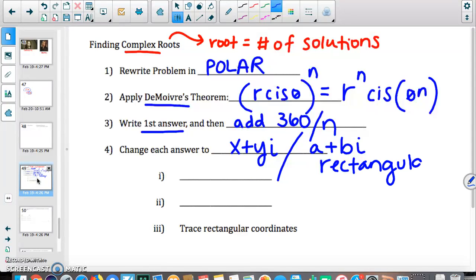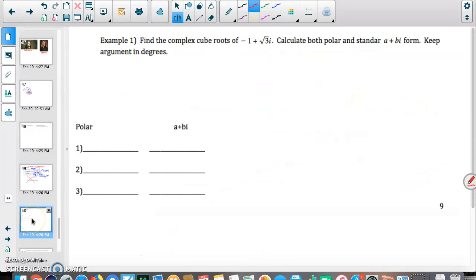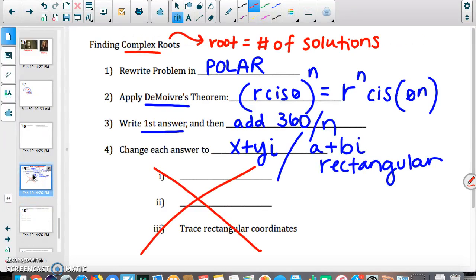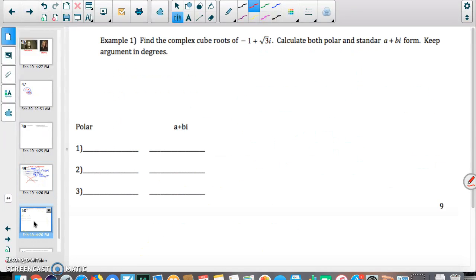Now there is a way to use your calculator to do some of this, but I actually think it makes it a little bit more complicated. So for now, we're going to skip that part. If that's something you're interested in, come see me at a later date. All right, let's follow our steps here and see this in action.